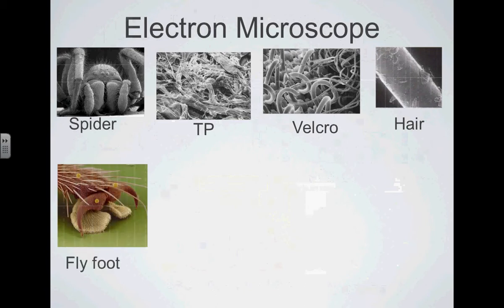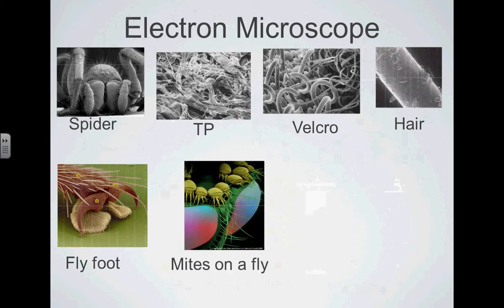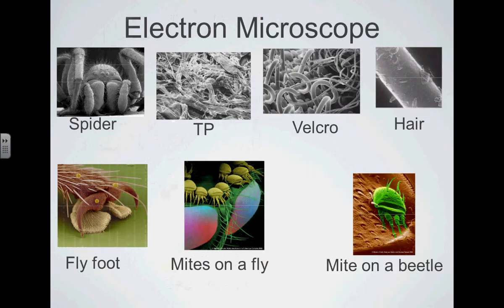Now these are artificially colored. Generally, the electron microscope only gives a black and white image. Sometimes they're artificially colored just to make things sort of stand out a little better. This is a fly. You can see its eyes, but on top of the fly, these are mites, parasitic insects that live on it. That's another example. That's another mite living on a beetle.